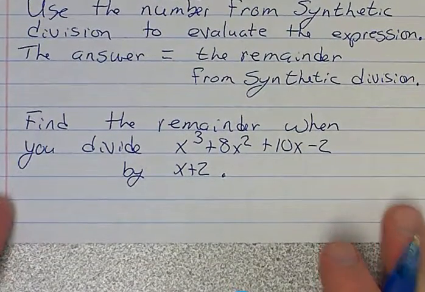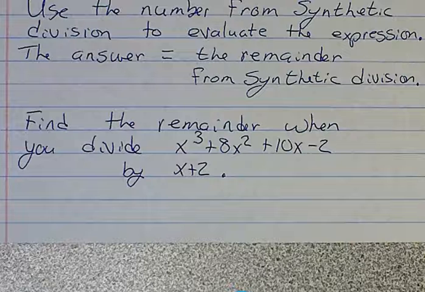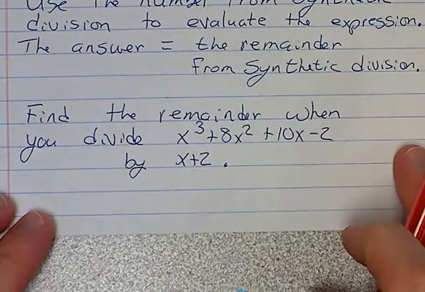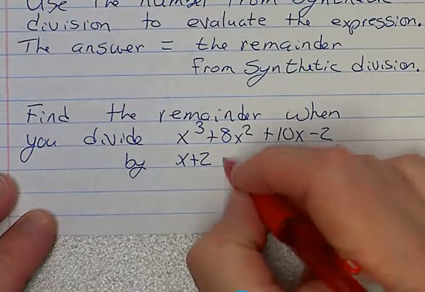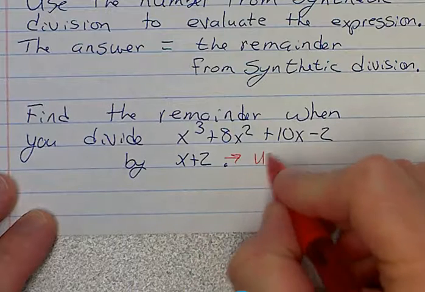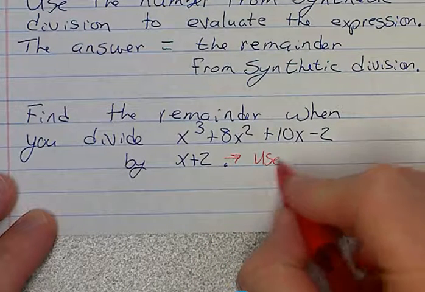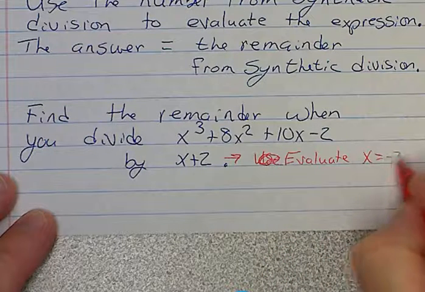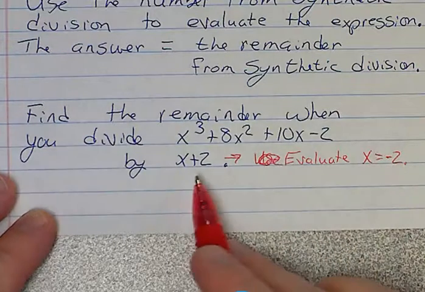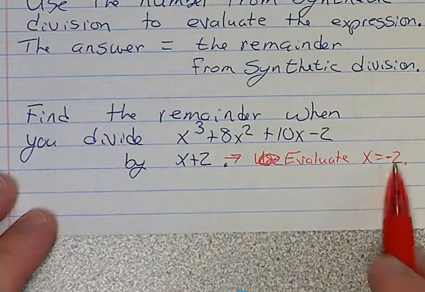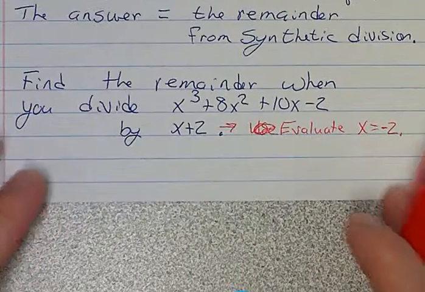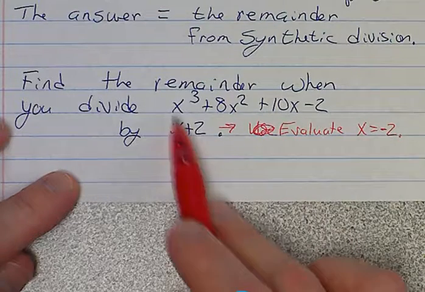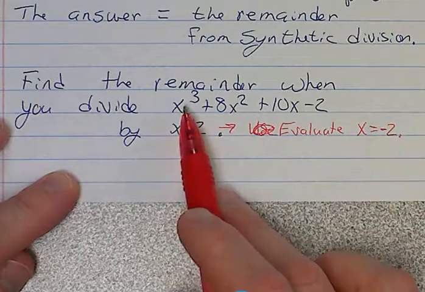Honestly, this is one of those things where it comes down to, would you rather use the calculator or would you rather do the work by hand? Here's where it comes into the calculator part of it. Since we're dividing by x plus 2, the one thing you have to realize is that we're going to plug in. You still have to change the sign if they give it to you like this. So we're going to evaluate x equals negative 2, because we're dividing by x plus 2. Everywhere we've got x in this expression, we're going to take the negative 2 and plug it back in.